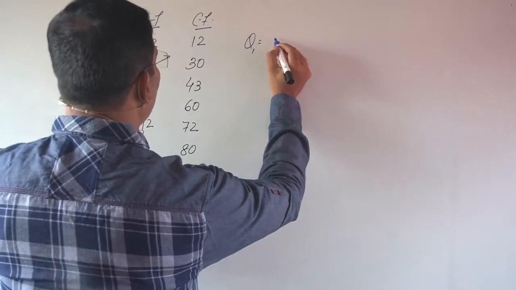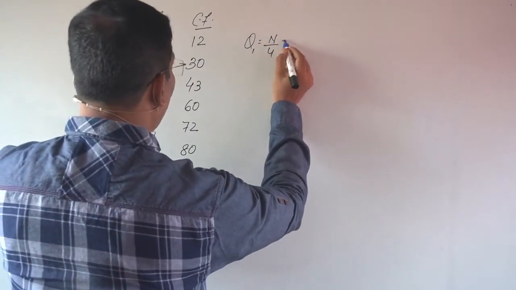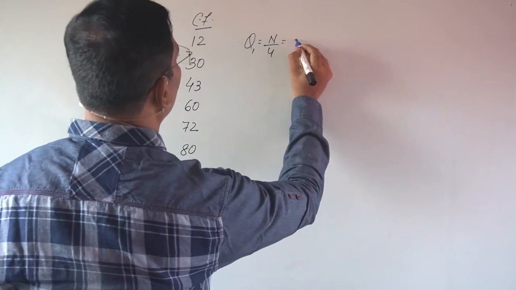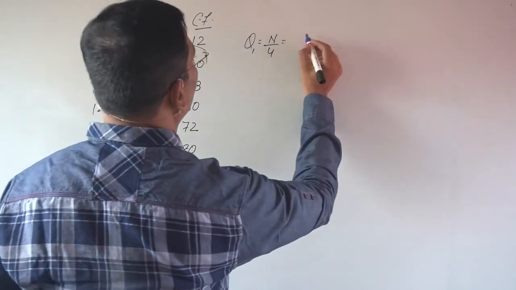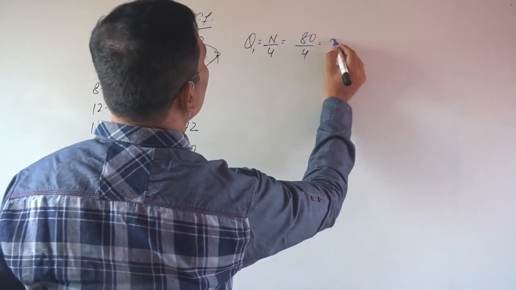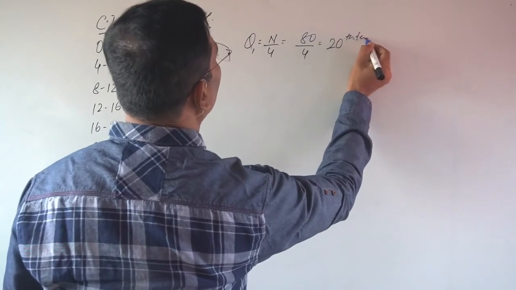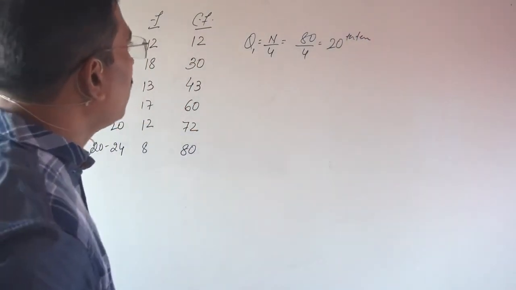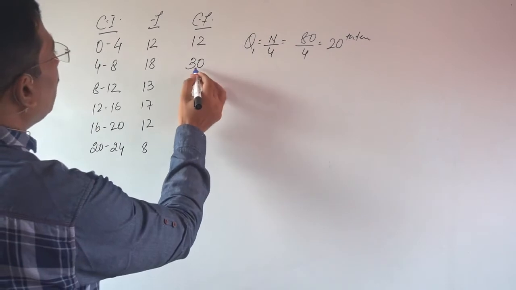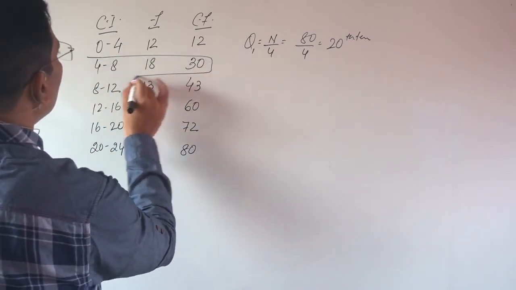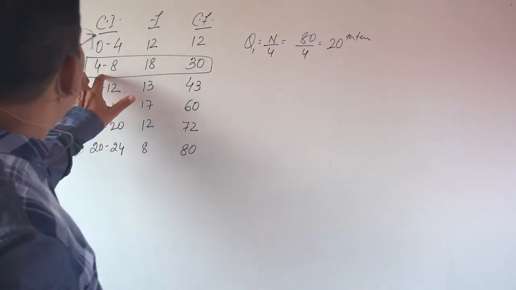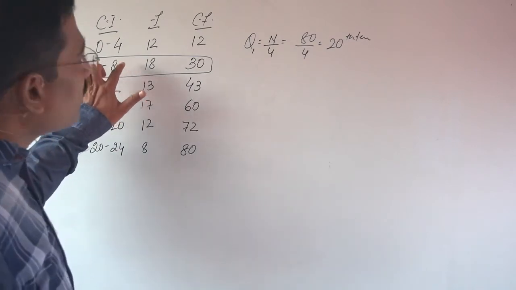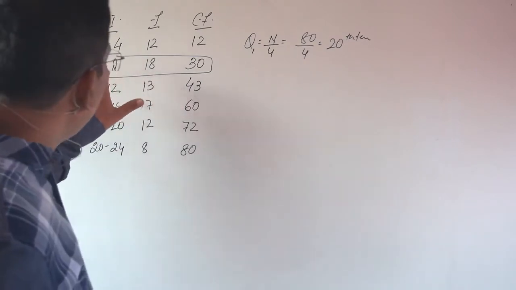Okay. The next thing is, what is the formula of Q1? Q1 is equal to, first, n by 4. What is n by 4? N is 80 and divided by 4, so this is the 20th term. Now the 20th term lies in this class. So what is the answer? 4, 5, 6, 7, 8. The answer should lie between 4 and 8.